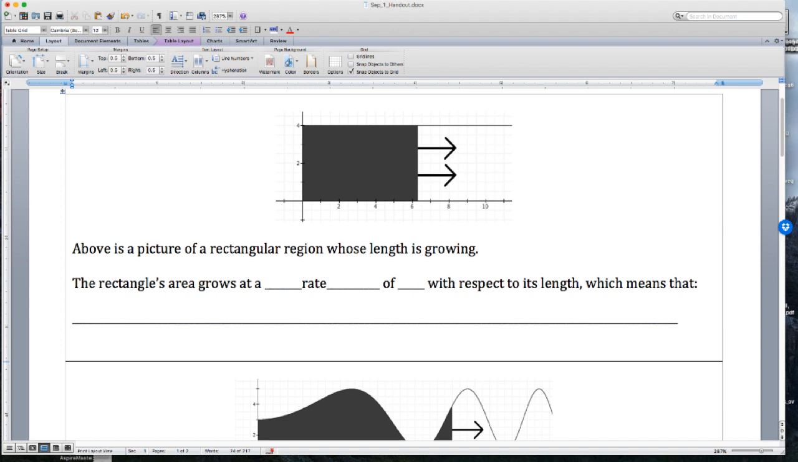We need one more worksheet. Oh, can you have the extra? Are the extras at the back? Thank you, I appreciate that.